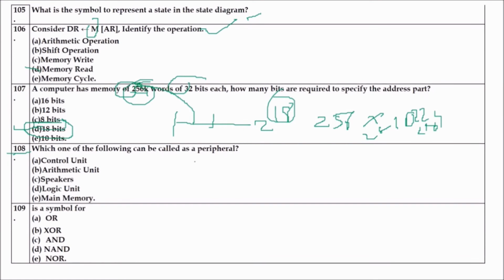Which one of the following can be called a peripheral? 108. The answer is speakers. Speaker is a peripheral. Now, we have a symbol. Let me make it for you. Now tell me, the signal is for which gate? Of course, the answer is AND.